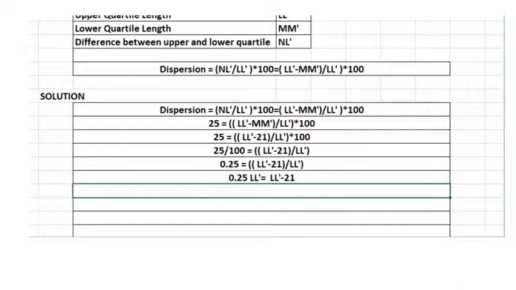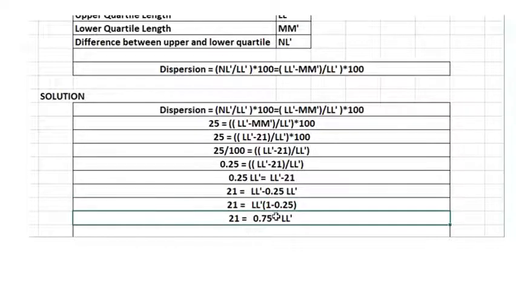Now you bring 21 to the left hand side. So it becomes positive. 21 is equal to LL dash minus, because 0.25 LL dash is brought to the right hand side, so it becomes negative. Next, 21 is equal to LL dash. You take out and insert the brackets: LL dash into 1 minus 0.25. Now 21 is equal to 0.75 into LL dash.